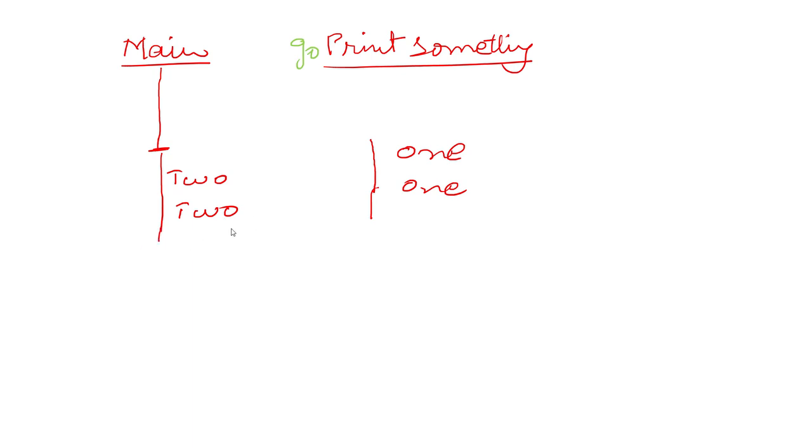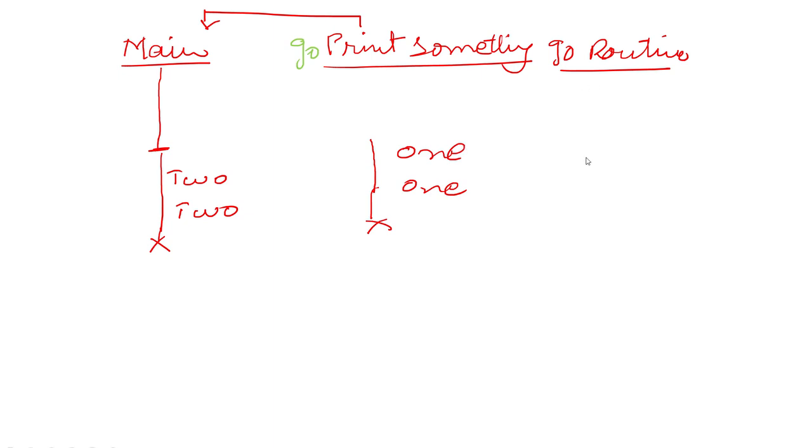But there is a catch here, and the catch is, what if the main method is terminated or stopped? When this is stopped, then this go print something will also stop. Why? Because this is a part of the main method. So go print something is not completely independent. It is somehow dependent on the main method. If the main method is terminated, then this goroutine will also be terminated. So this is called a goroutine. We will look at this goroutine in more detail further on.